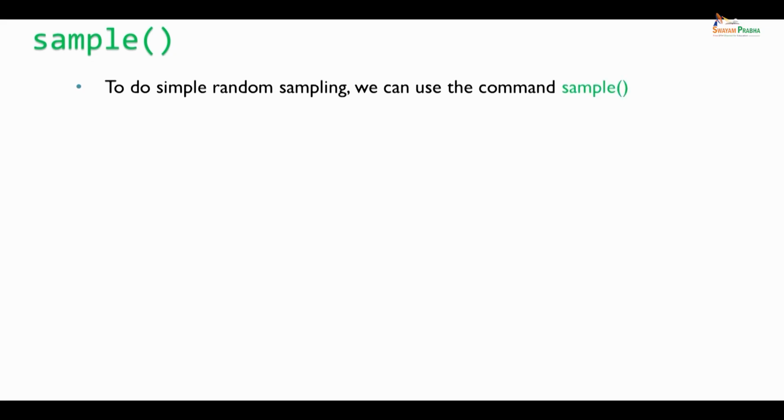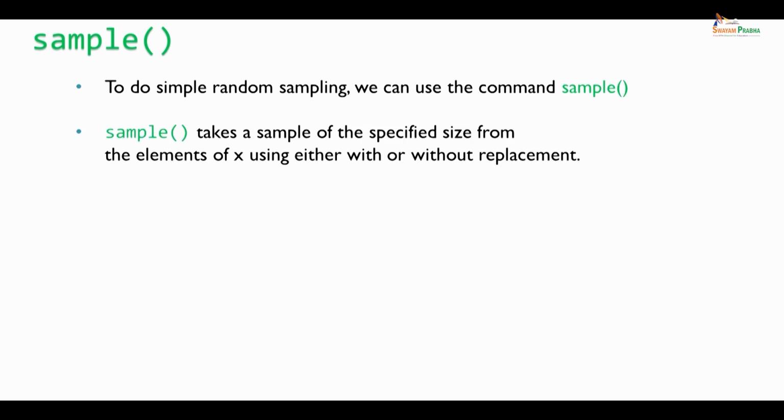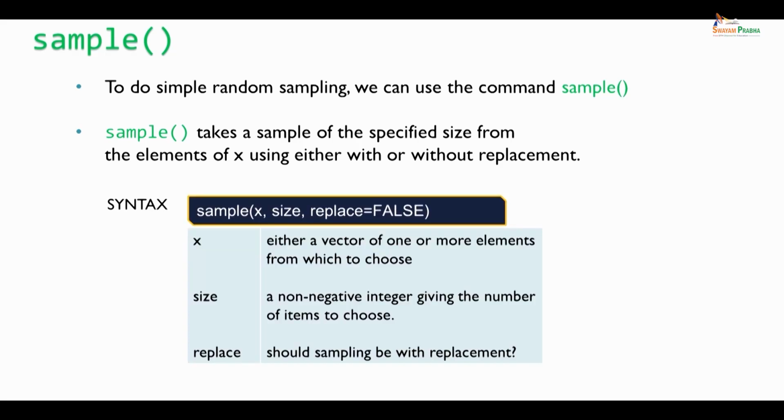To do simple random sampling in R, we can use the command sample. Sample is the function which takes a sample of the specified size from the elements of x, where x is the population here. In the sample function itself, we can specify whether we are going to do the sampling with replacement or without replacement. Let us have a quick look at the syntax of sample.